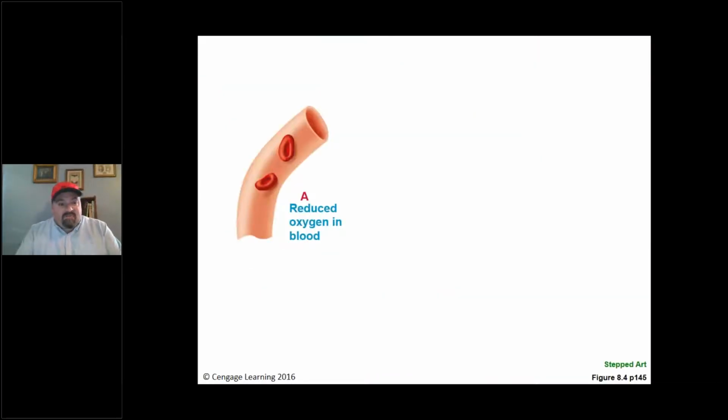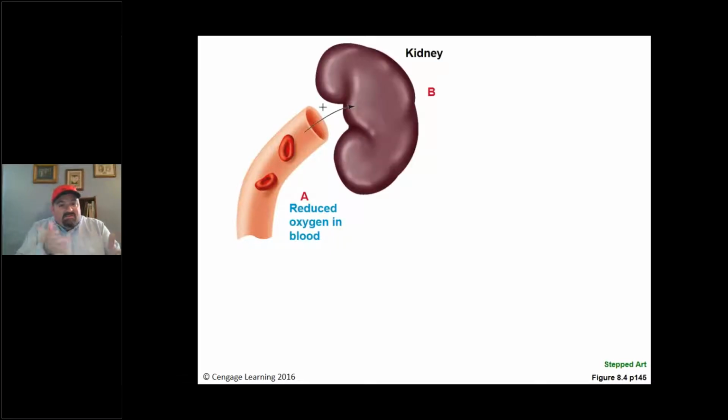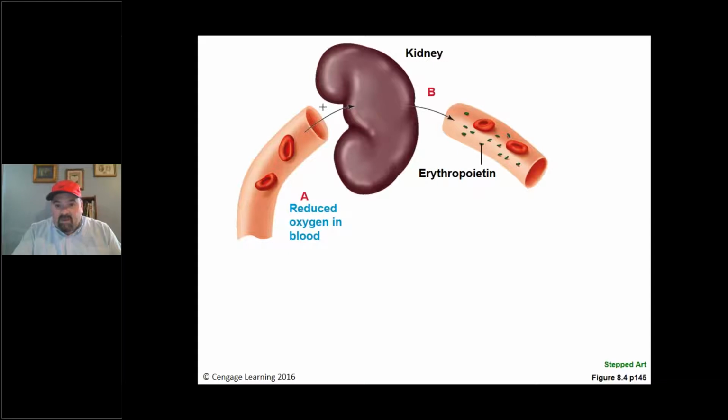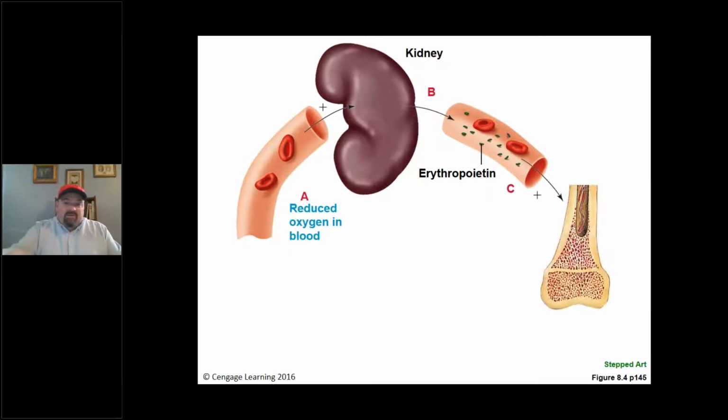So this is interesting. Let's go here. One, you'll see that there's reduced oxygen present within the blood. The kidneys monitor this, looking for oxygen levels. And if it's too low, what's going to happen? We're going to release EPO. EPO will then go to the red marrow, which will produce blood cells.